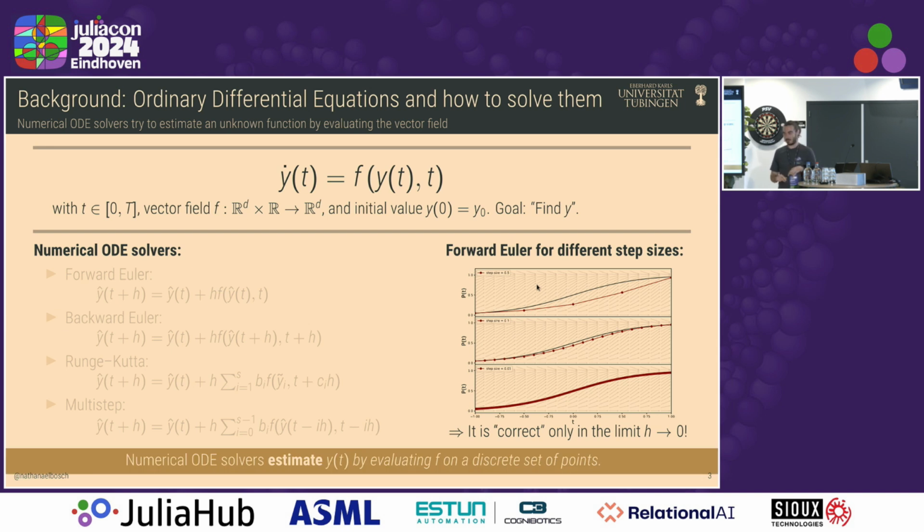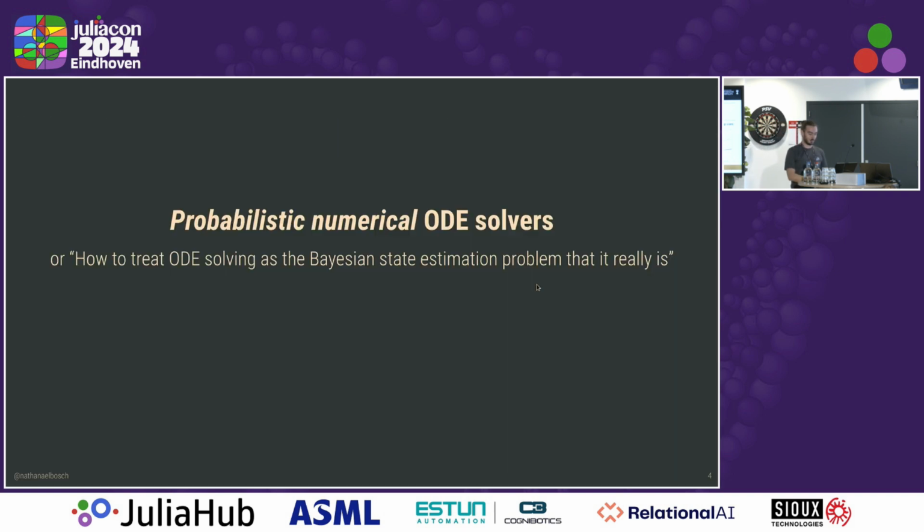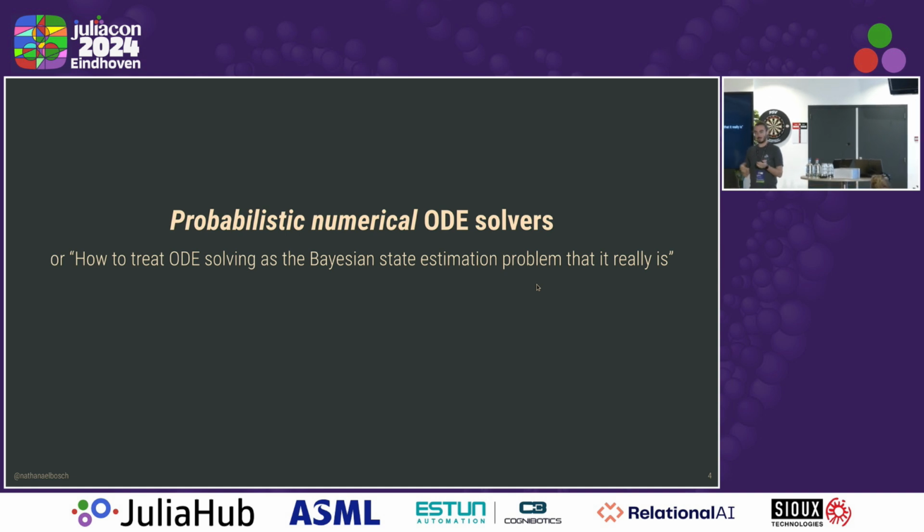And so that's where this probabilistic interpretation starts. So there is some unknown function y that we try to estimate. So this is an estimation problem. And we use information to estimate it, which is this vector field evaluation that we do along the way. And so in probabilistic numerics, what we do is we write it down as an estimation problem. We treat it as an estimation problem in a Bayesian way. And so in the end, we get a belief over what we think y of t is.